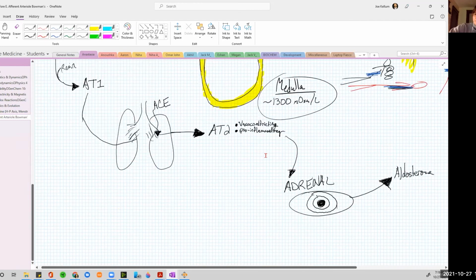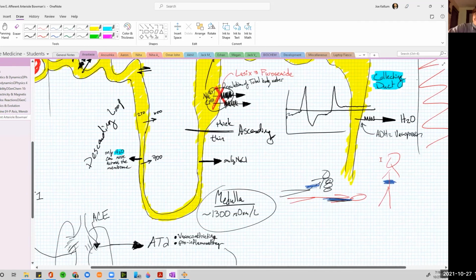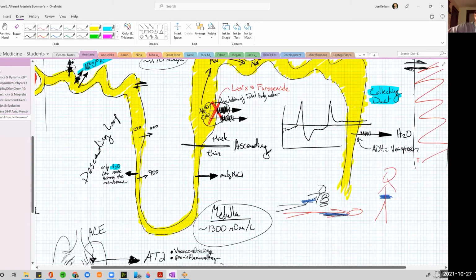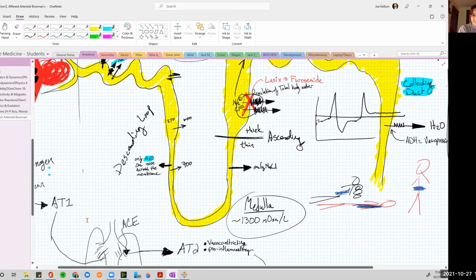Anyway, so that's a whole bunch of stuff. Where does ADH come from? ADH comes from the pituitary. Nice. Stimulated by the hypothalamus. Nice. Perfect. Yep, exactly.